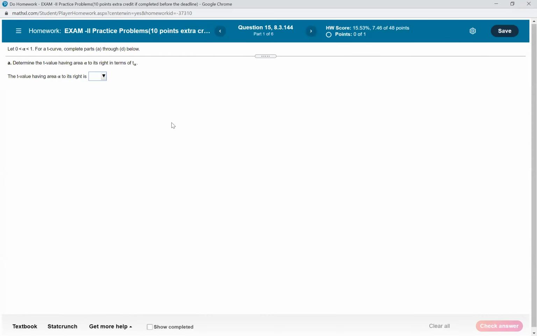Okay, so here we are given the alpha value, we have to find the critical value. So for a T curve, complete parts A through D. Determine the T value having area alpha to its right in terms of T alpha.